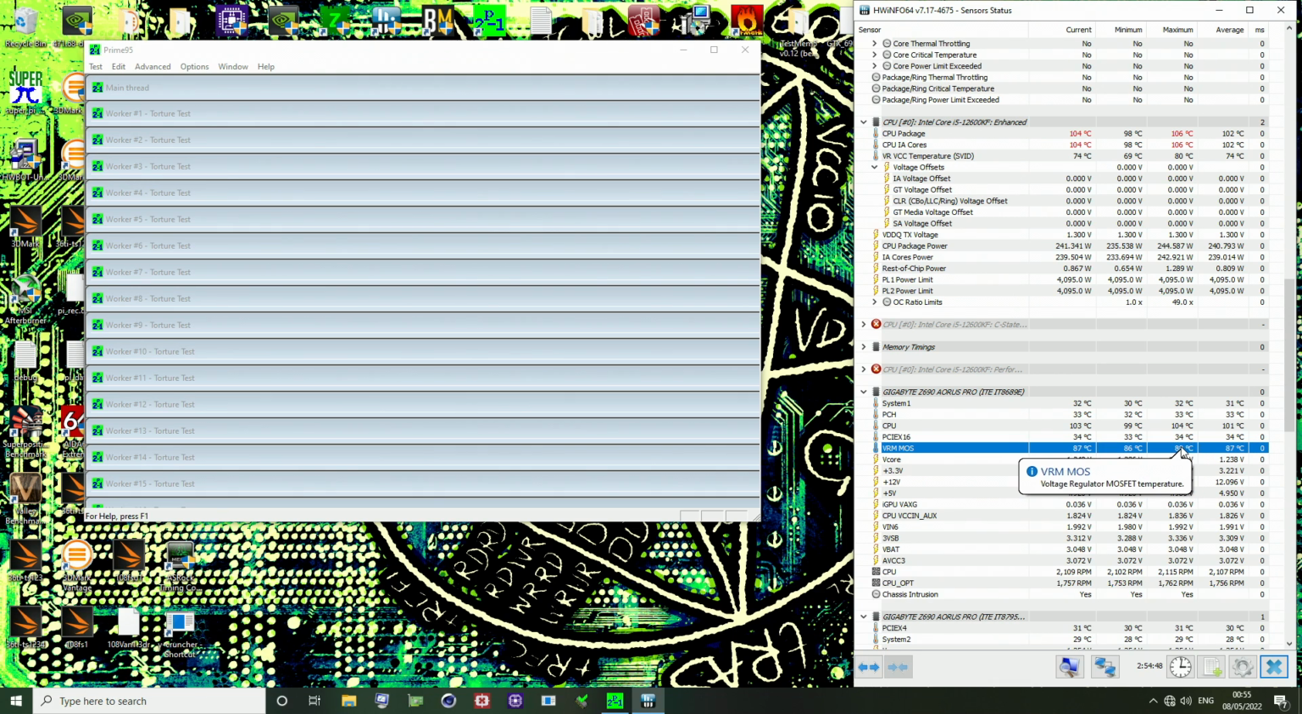The VRM maxed out at 88 degrees Celsius. The issue here is this is a 12600KF, so obviously if we had a heavily overclocked 12900K, this would not be fine. This would be well over 100 degrees on a 12900K at this point, but this isn't completely terrible. This isn't a disaster. And this is with no proper power stage cooling.